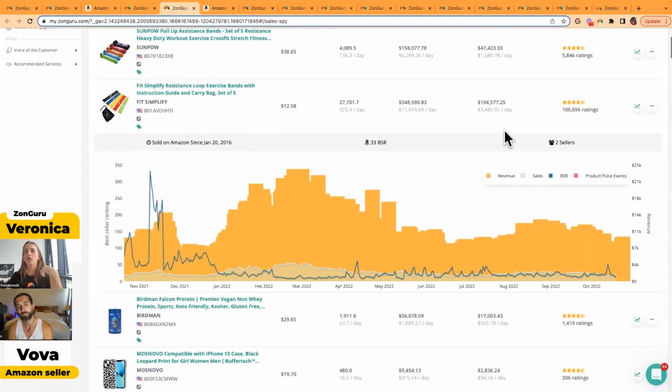What this actually does is show that seasonality. What you're looking at here is basically the orange, which gives the main bits of information. The orange is revenue, the light blue is sales, and the dark blue is BSR. Those are the main three data points here. For this exercise, bands aren't particularly seasonal, but for one reason or another, between January and April there was a spike. I don't know why that could be.